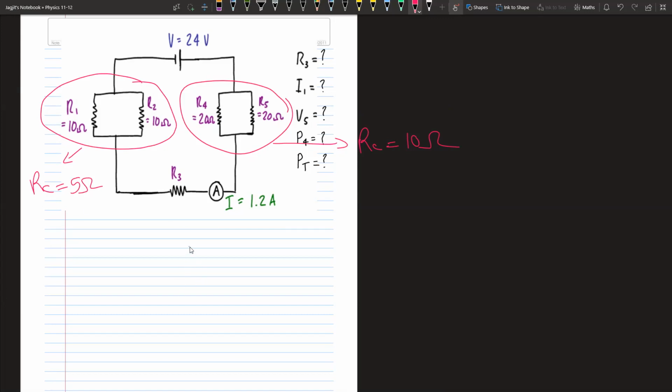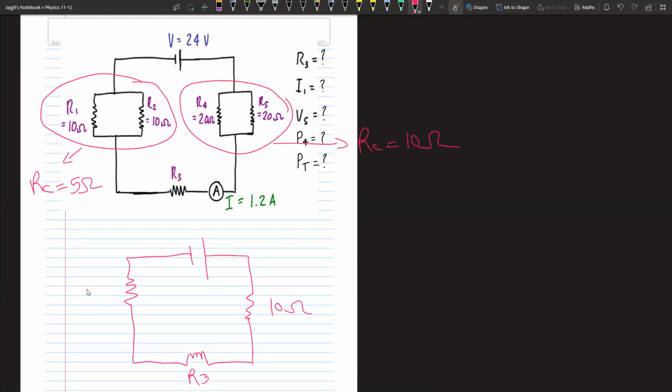So when I redraw the circuit, it will look like this. I will have just one resistor here. We have just one resistor here. And we have one combined resistor here. This combined resistance is 10 ohms. We don't know this one, right?